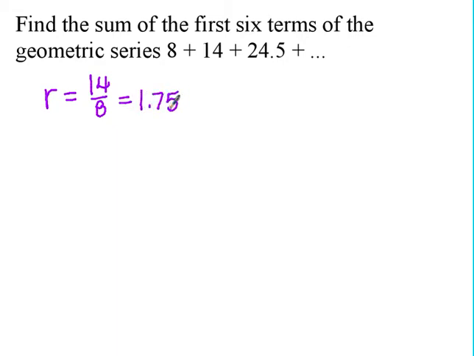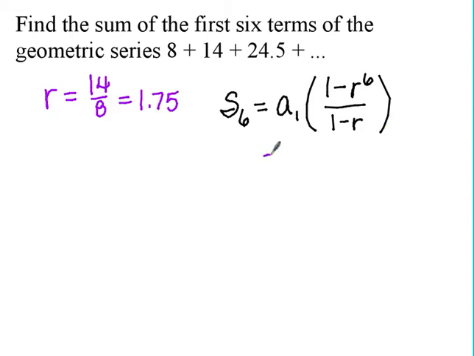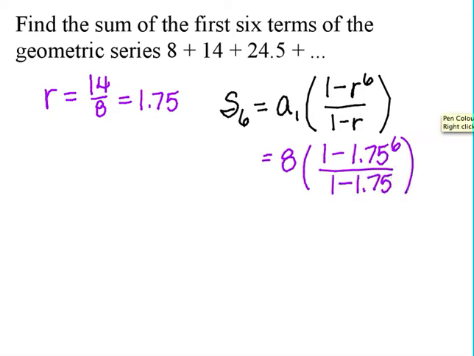1.75. So the formula we're going to use is S sub 6 equals a sub 1 times 1 minus r to the 6th over 1 minus r. So in this problem, a sub 1 is 8. I'm going to take 1 minus 1.75 to the 6th power, and I'm going to divide that by 1 minus 1.75. Okay. So 1 minus 1.75 to the 6th power, divide that by negative 0.75, and then take that answer times 8.